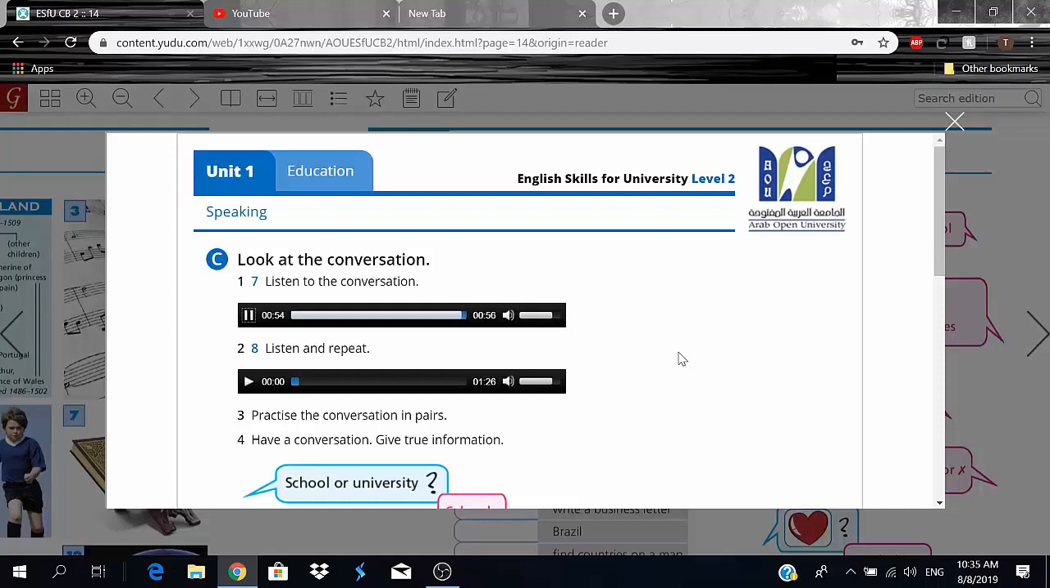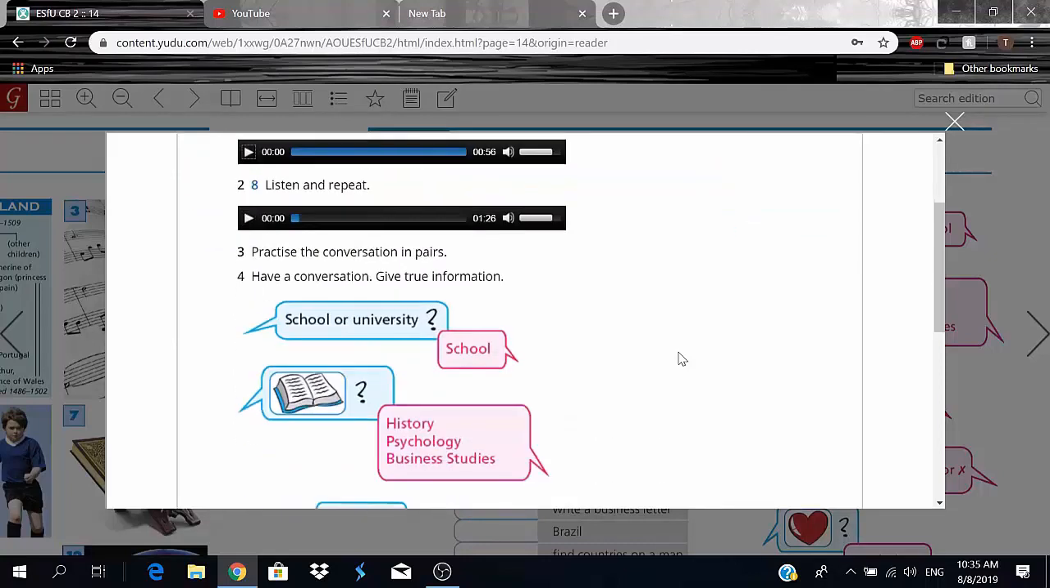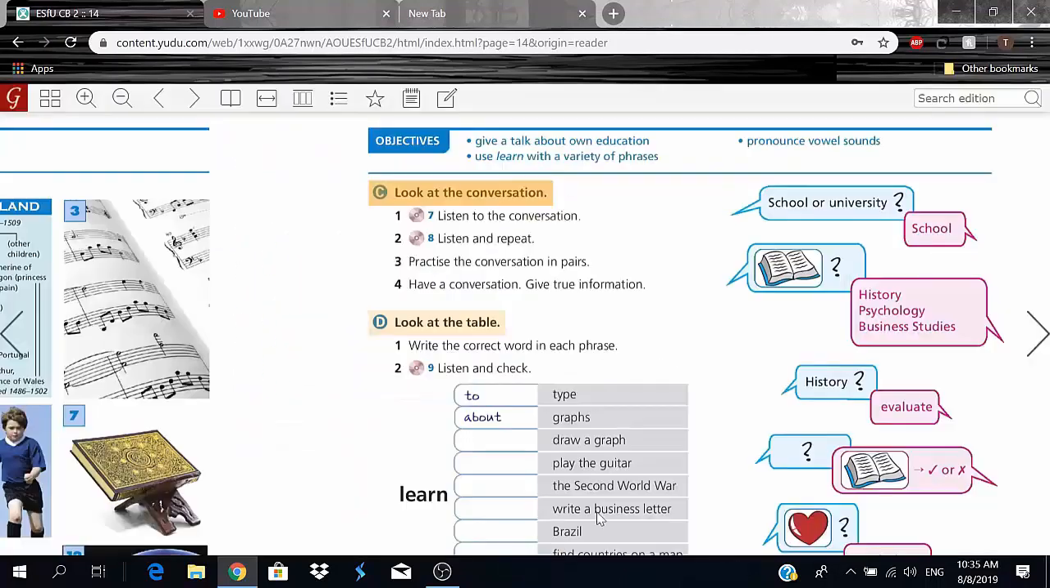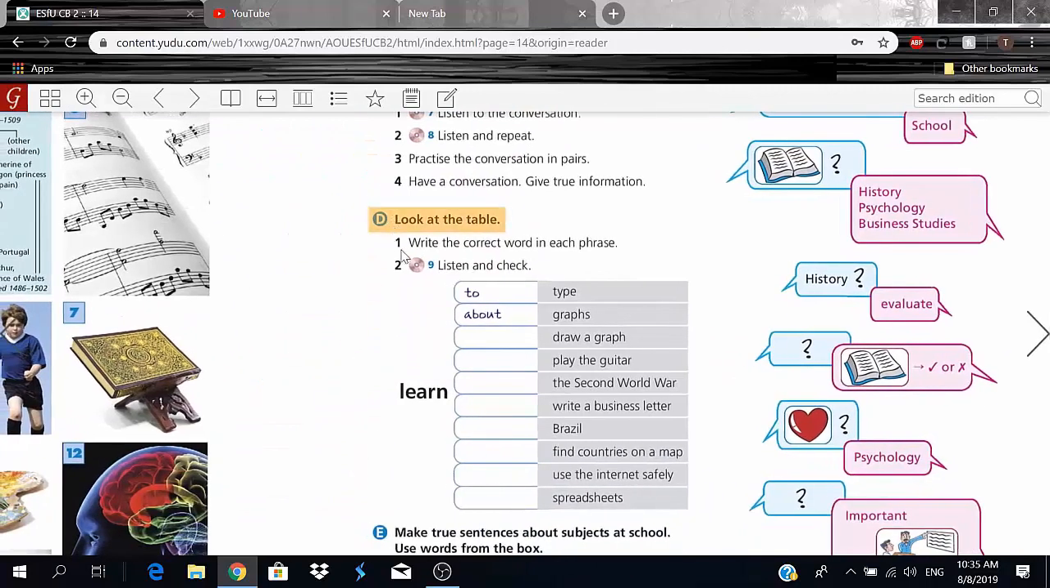Alright, you guys see this conversation right here? I want you to have a really similar one, okay? So use the same topics, as in what do you like, what don't you like in terms of subjects, and what do you study, what year are you in, things of that nature, okay? So practice in pairs and always give true information. Right, you guys? Now let's go to exercise D here.